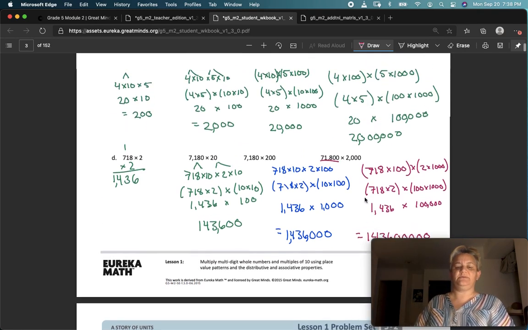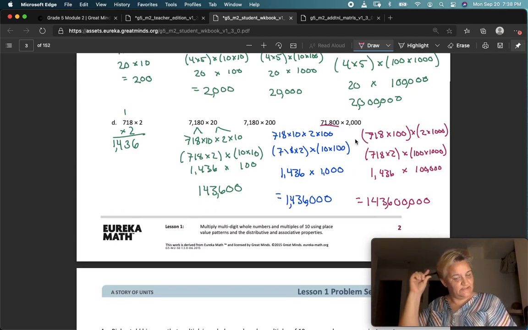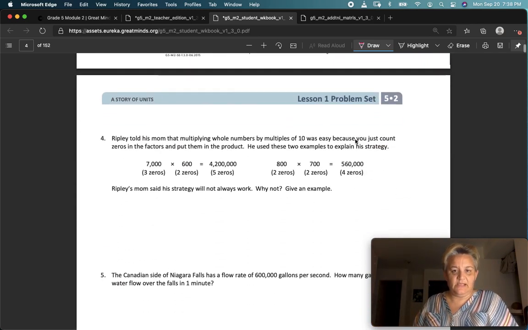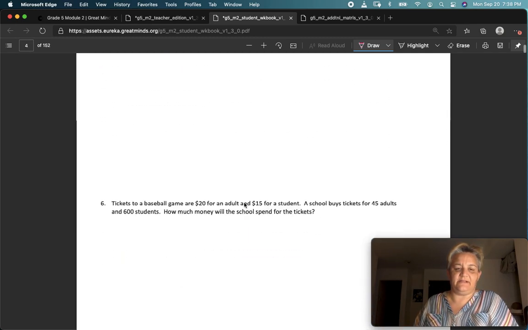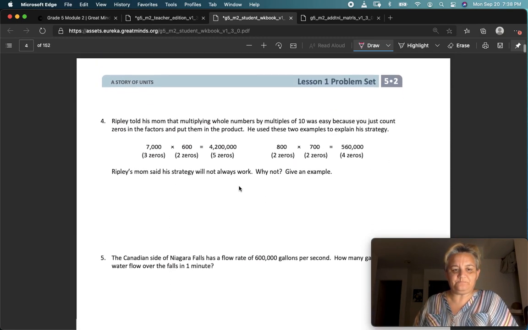Okay, look at those big numbers you guys are dividing. Awesome. Or multiplying. Nice job. And your lesson 1 problem set number 4. This is definitely the last page. This is a long one.